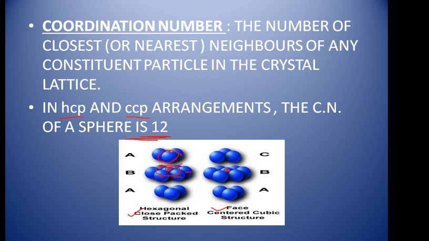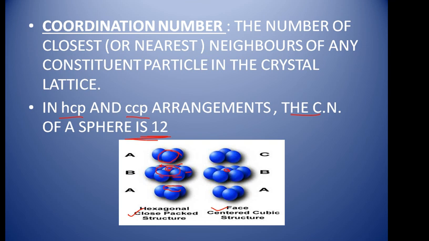3 atoms in this plane and 3 atoms in this plane. So as a whole, this particular atom is in immediate contact with total 12 atoms or total 12 spheres or total 12 particles. 6 in the same plane, 3 in the above plane and 3 in the below plane. So the coordination number of both type of arrangement, HCP or CCP, that is 12. Okay, I hope these 3 types of close packing are very much clear to you.